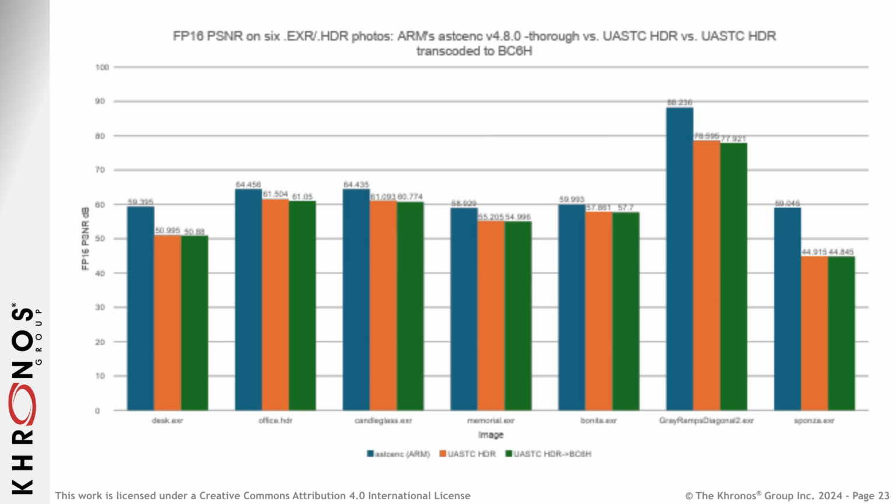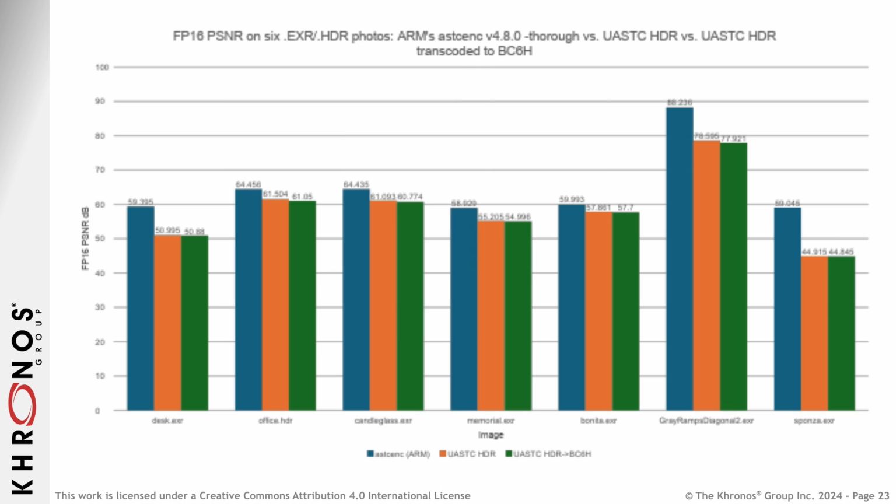On the right, we have Sponza, which is really tough for us to handle. It's an artificial image. I think it's ray traced or photon mapped or something. We're able to get around 45 for that. So there are some key takeaways from this slide. First of all, UASTC HDR in orange and UASTC HDR to BC6H in green, notice they are virtually identical.